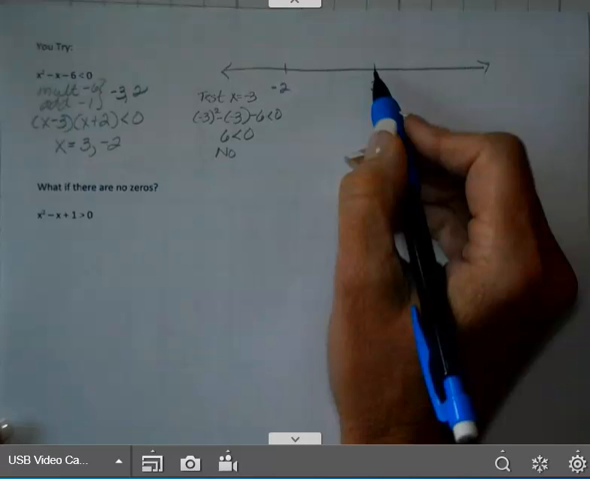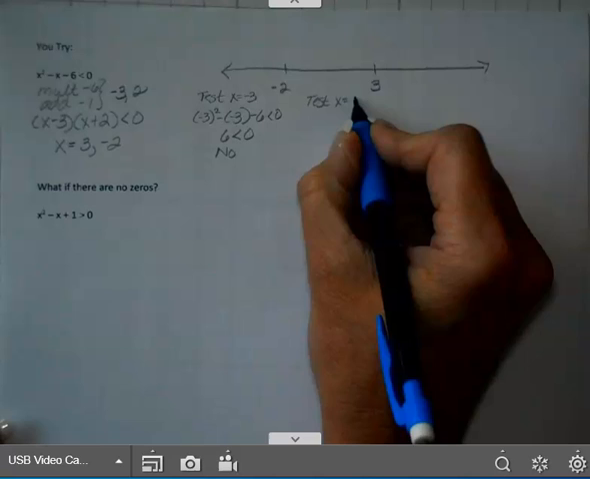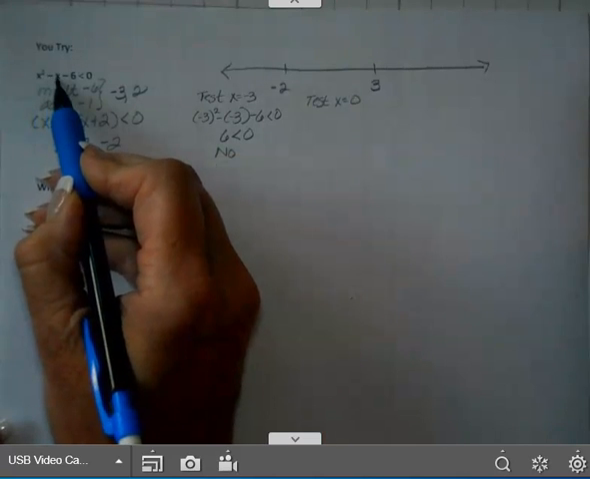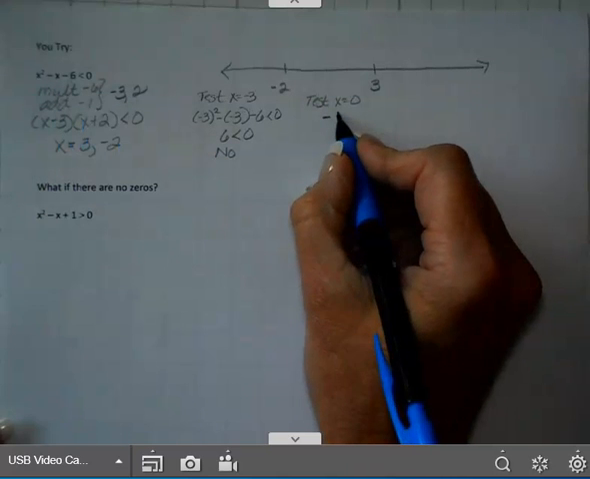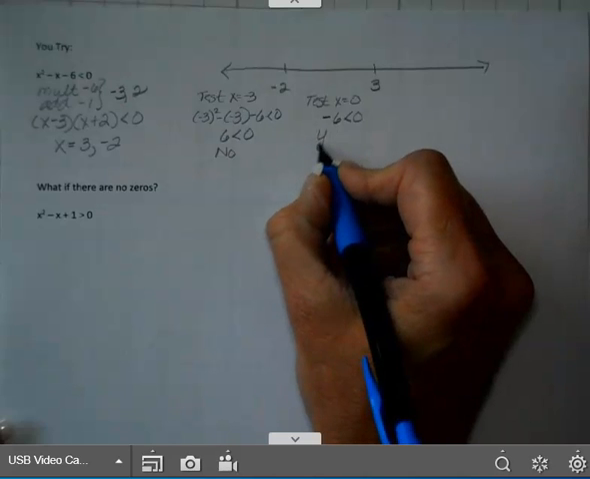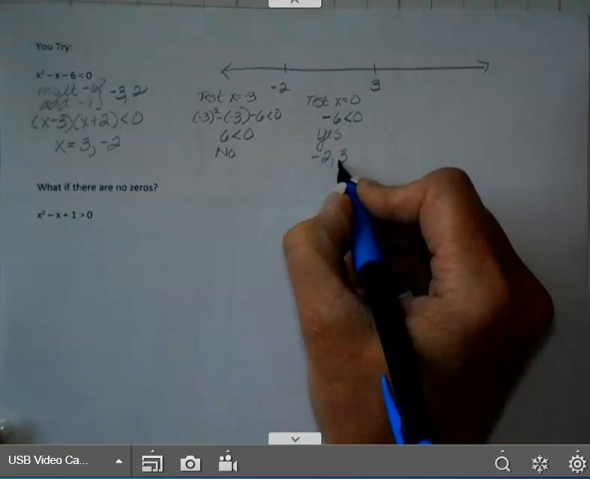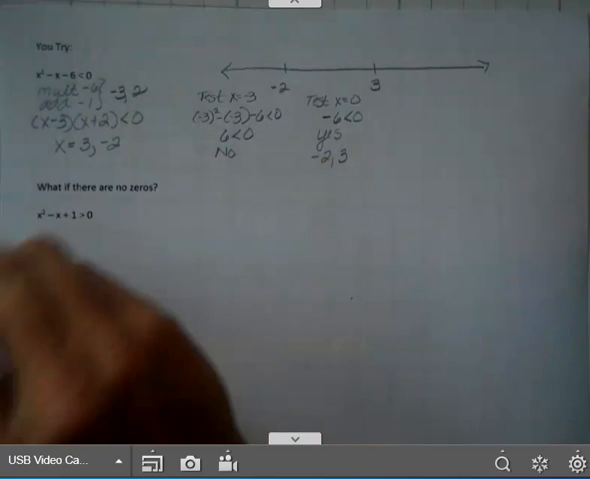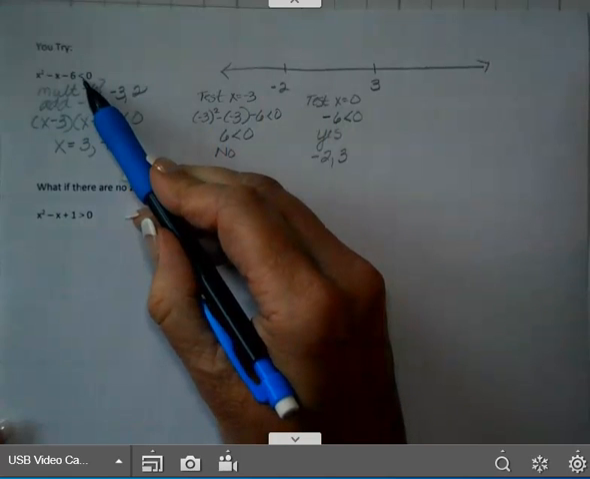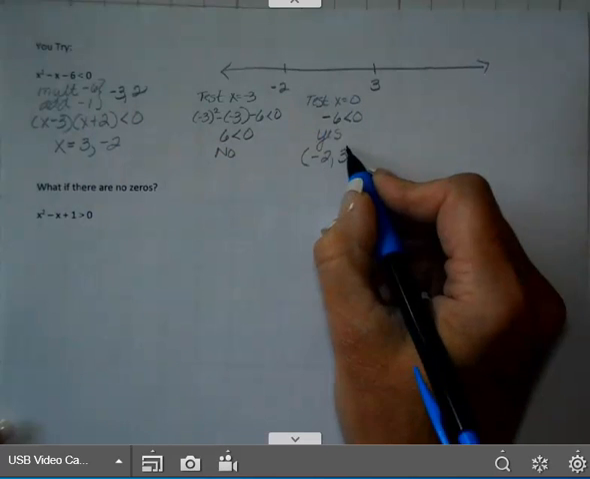Let's pick something between -2 and 3. So maybe 0. Plugging 0 in, 0 squared minus 0 is 0 minus 6. So I'll get, is -6 less than 0? And that is true. And so between -2 and 3, this will be negative. And so my inequality is less than, it does not include the endpoints. So I'll have to put parentheses on that.